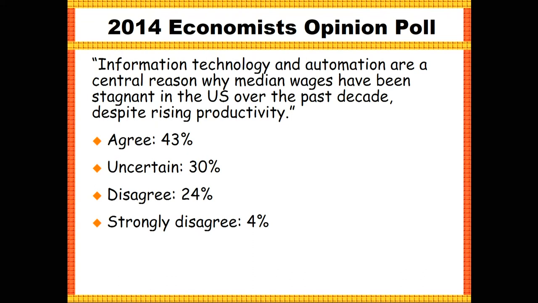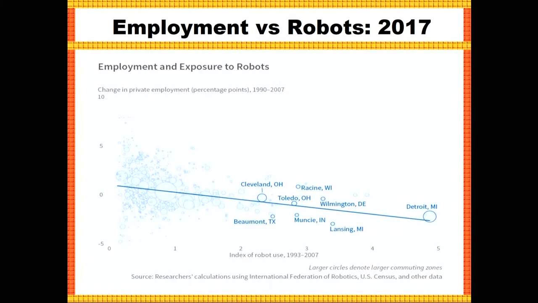So in 2014, there was a poll among about 2,000 economists, and there was a plurality that automation is a central reason for this stagnation. This was 2014. Already by last year, some new data came out, and they showed that the more robots are deployed, the more jobs are actually being destroyed.